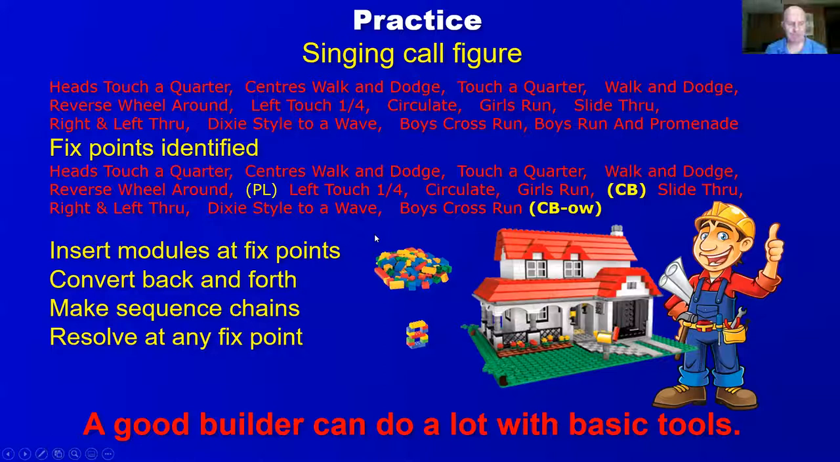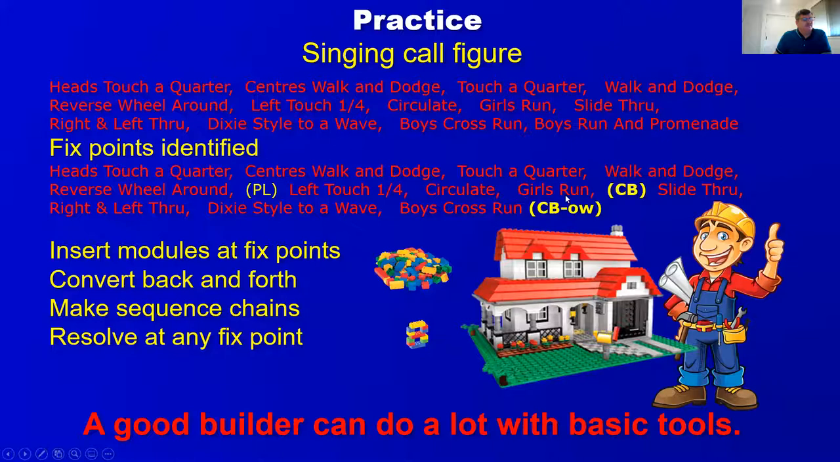Okay. So what I've done is I've just identified three fixed points. I know that with the modules I have, those five basic modules, I can insert a partner line module there, any partner line to partner line, or a partner line to a corner box. I've also got, oh, look at this. Remember this?